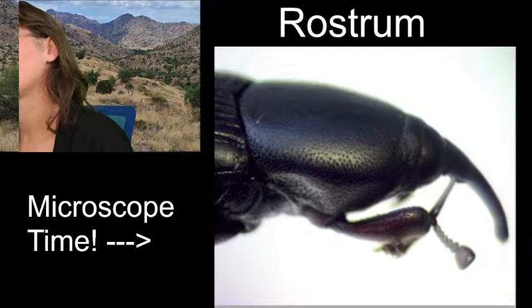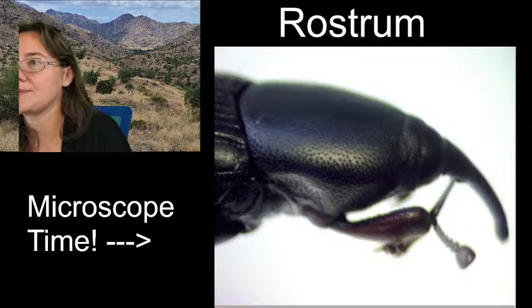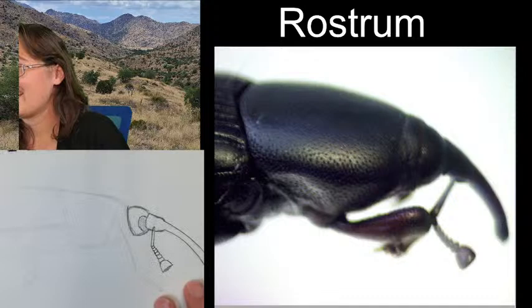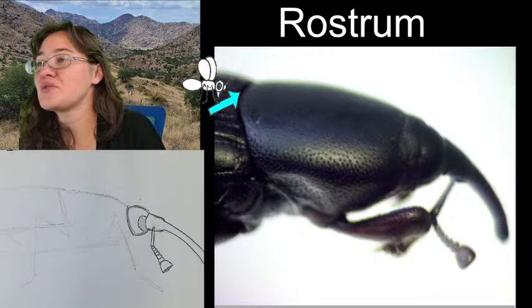Alright, so this is going to be what the back of our pronotum looks like. What the lateral of our pronotum looks like. Let's see. He looks well built. Yeah, he is a little powerful weevil. But he's not a predator, so he wouldn't be injurious to anyone.